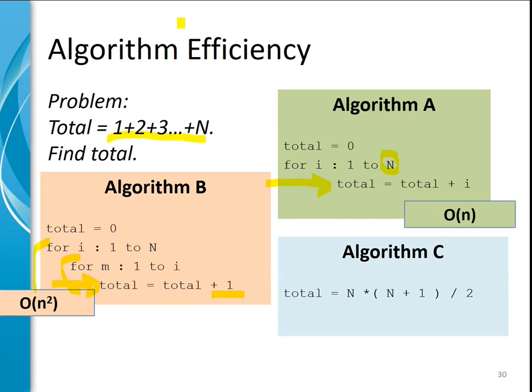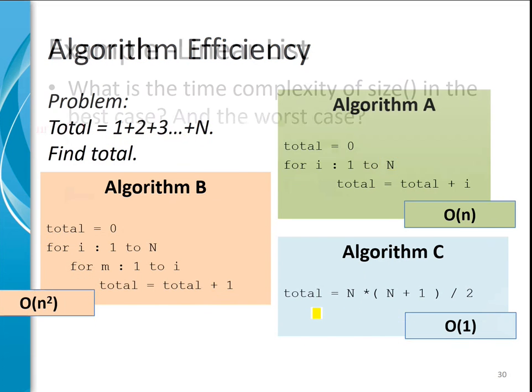For this algorithm C, as long as we have n, then we can just compute n times n plus 1. In this case, we actually have a constant time, because no matter the number of n, we have the same number of steps involved, right? So we can see that algorithmically, algorithm C is the best option among these three, right? So this is the first consideration.